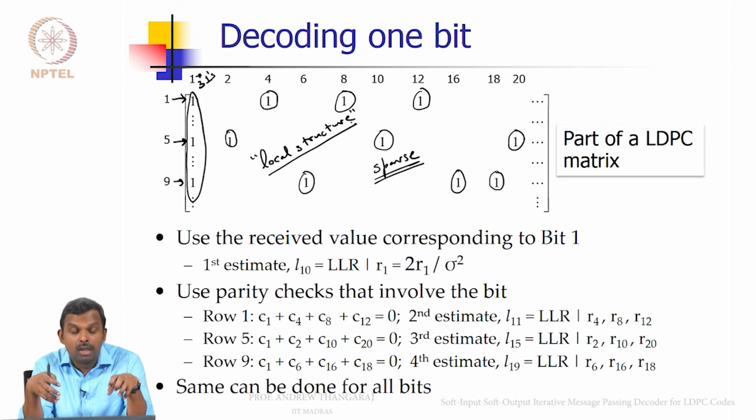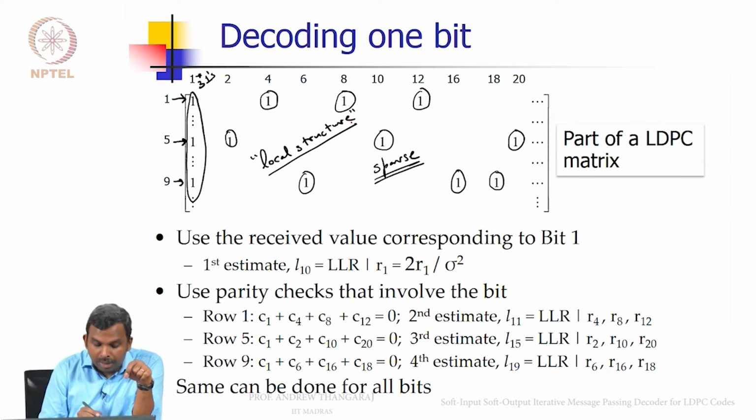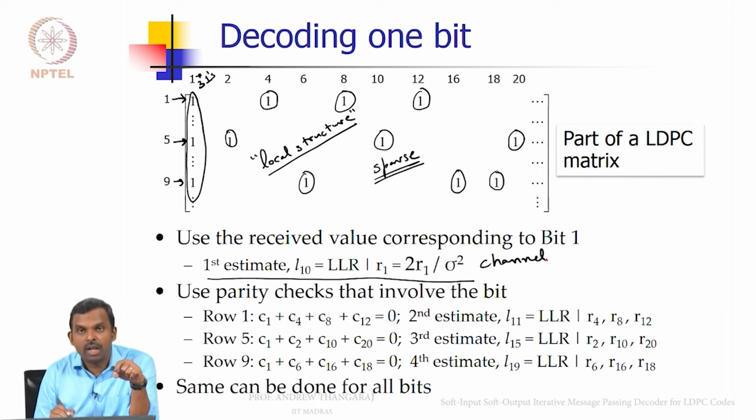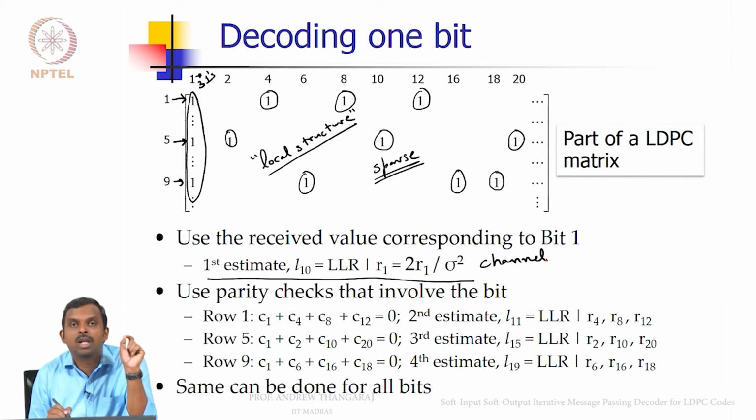Now, if we are given only R1, we know what the belief of the first bit is. This is like the first estimate, only from the channel. You are given only R1, what can you say about the belief of the first bit? 2R1 by sigma square. That we know, there is no problem. So, what we do now is we try to exploit the local structure, the connections in row 1, row 5 and row 9.